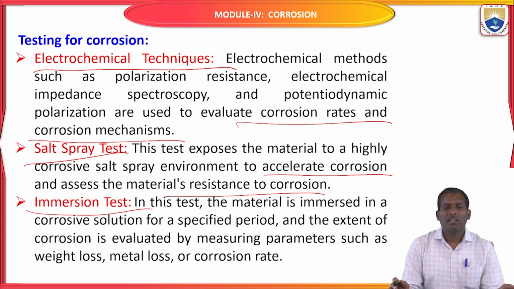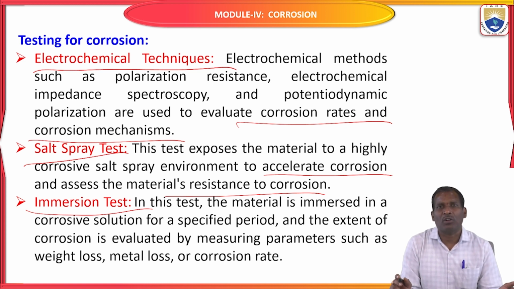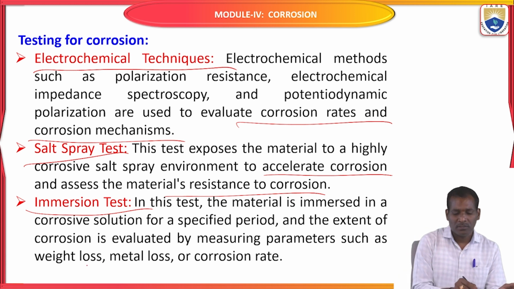In this test, the material is immersed in a corrosive solution for a specified period, and the extent of corrosion is evaluated by measuring parameters such as weight loss, metal loss, or corrosion rate. For the immersion test, the component you are going to test has to be immersed in a corrosive solution for a particular specified period, and then evaluated after completion of the duration, by measuring how much weight is lost, what the metal loss is, and what the corrosion rate is. So these are the parameters.